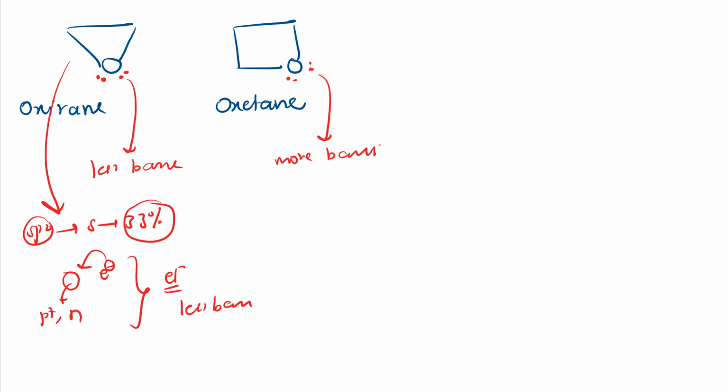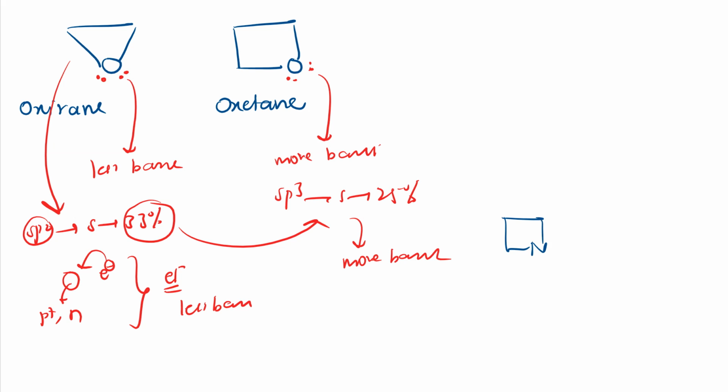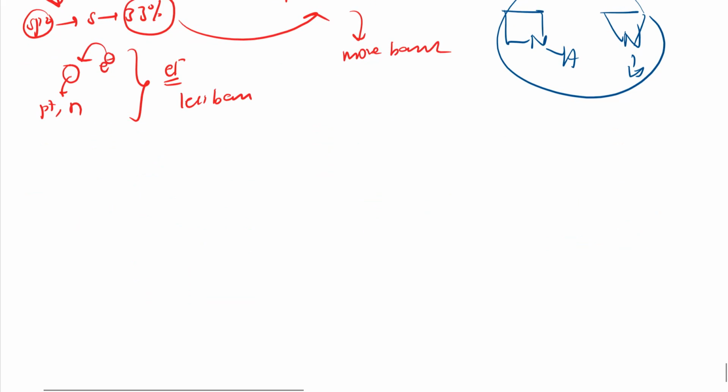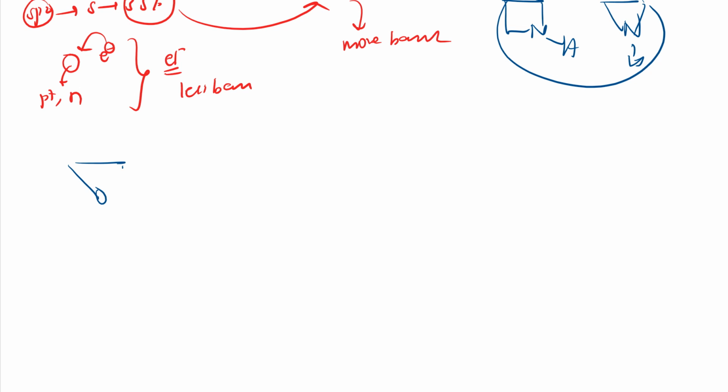Whereas here it is sp3, so the s character is around 25%. Compared to this, it has less s character, so it can easily give the lone pair. So these are more basic. Here I am comparing only these two. You should not compare with compounds like these. I am only talking about those two, so you have to concentrate on them only. So what we learnt is that this will be less basic and this one is more basic.